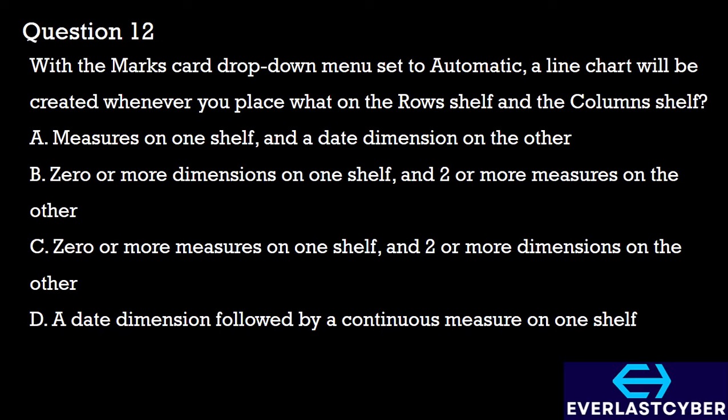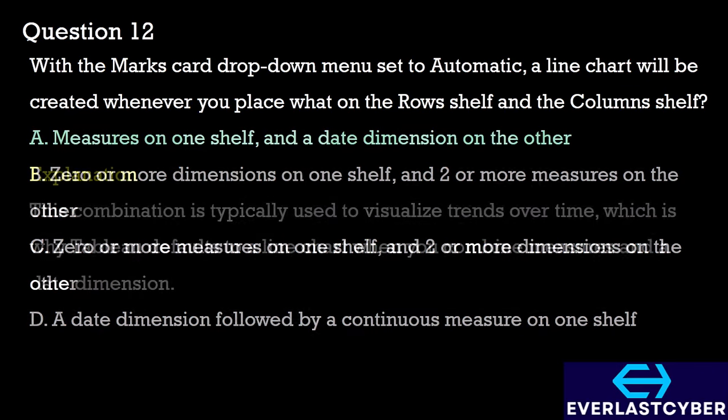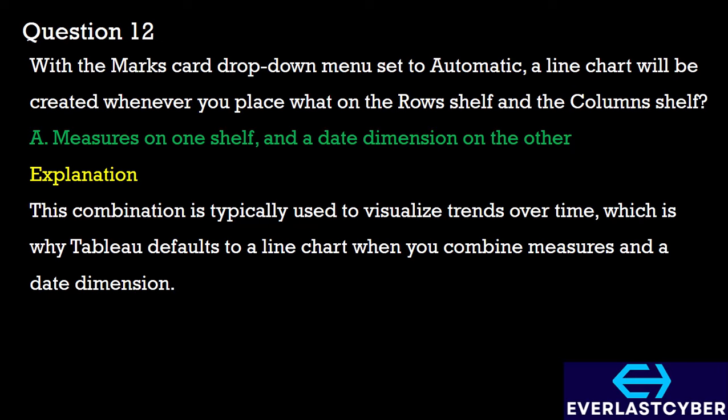Remember, line charts are used to show trends. So the combination of a measure on one shelf and a date dimension on the other is used to visualize trends over time. And this is why Tableau defaults to a line chart when you combine measures and a date dimension. So out of all the options we've been given, the answer would be option A.